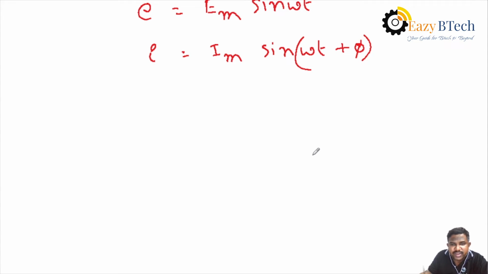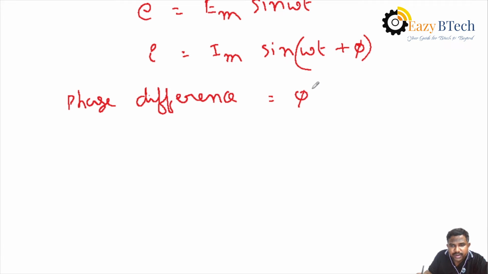That means the phase difference in this equation, by comparing the voltage and current equations, the phase angle difference between the two waveforms is 5 degrees, okay, for this equation. Then how to identify the phase difference with respect to waveforms, you must also know that.